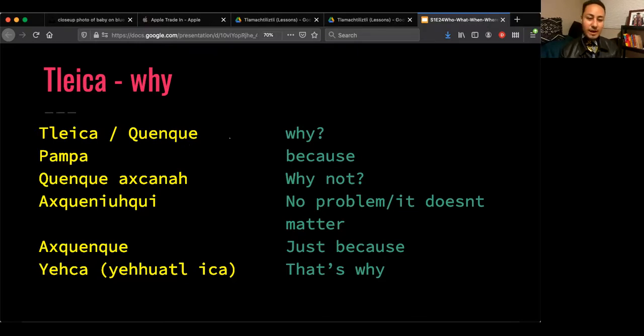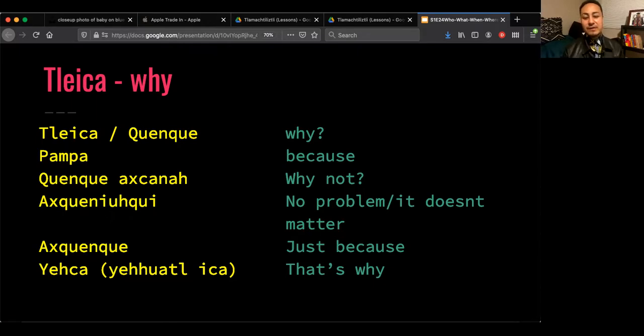Quenque. Why? And for because it's pampa. And I really like the word pampa. I think it sounds nice. Pampa. Quenque. Pampa. Why? Because. You want to say, why not? Quenque ashkana. Why not? And no problem. Or it doesn't matter. Like, no te preocupes. Don't worry about it.